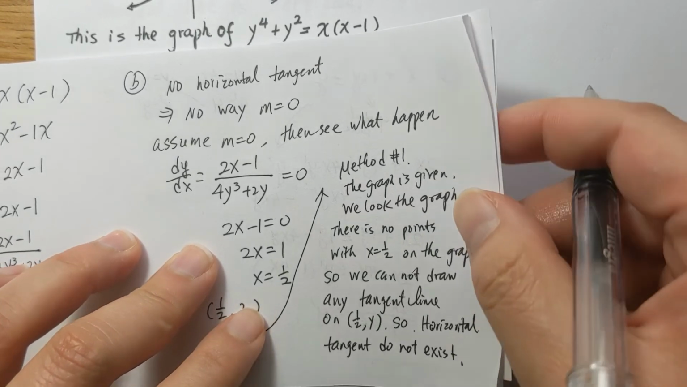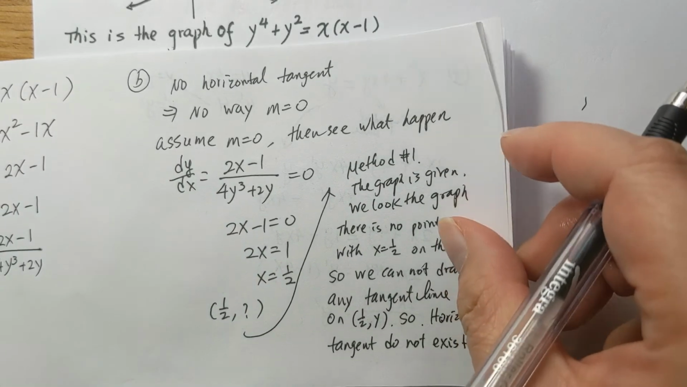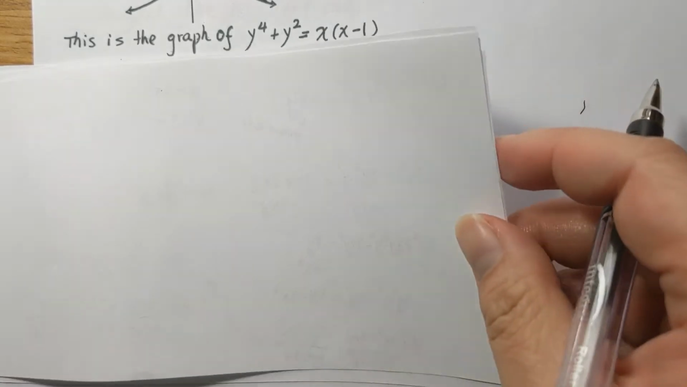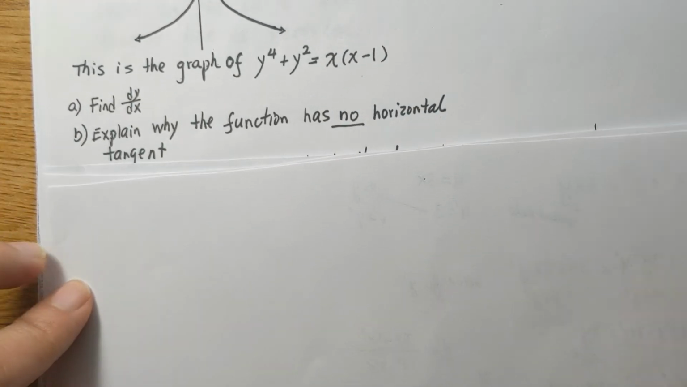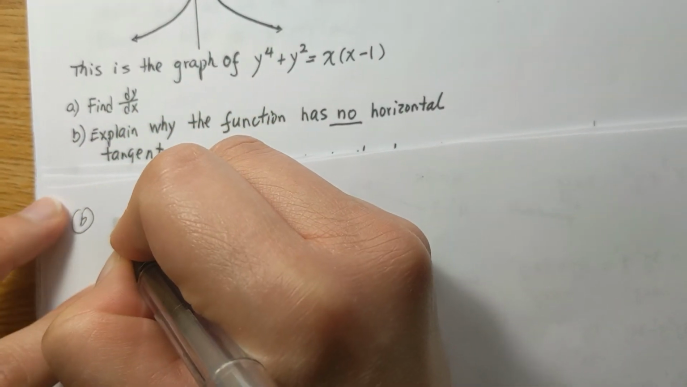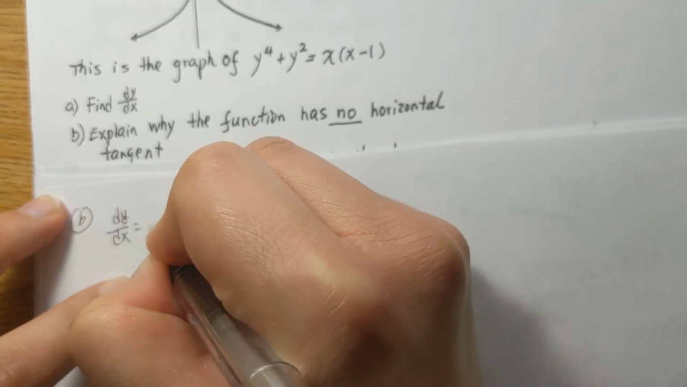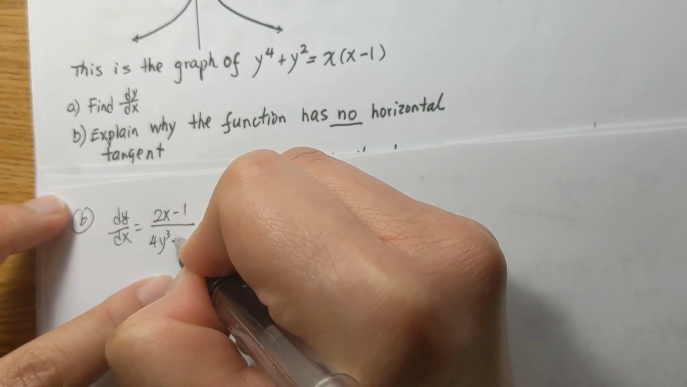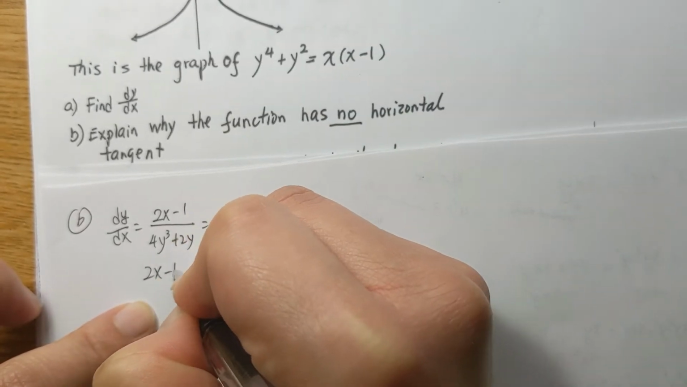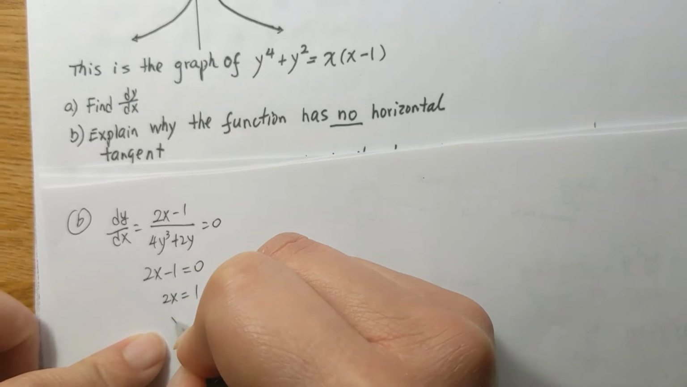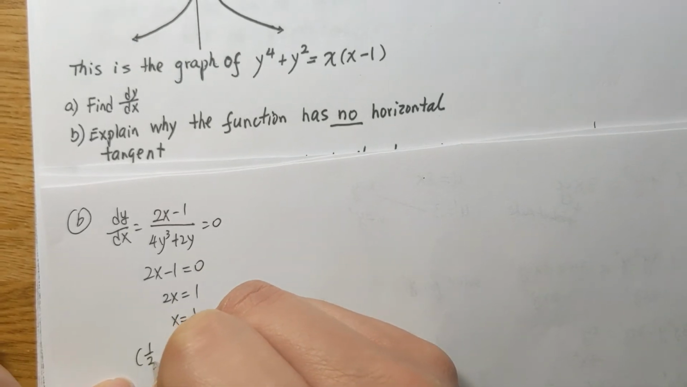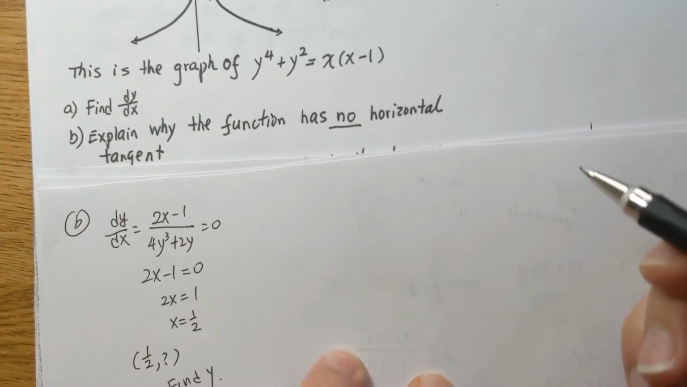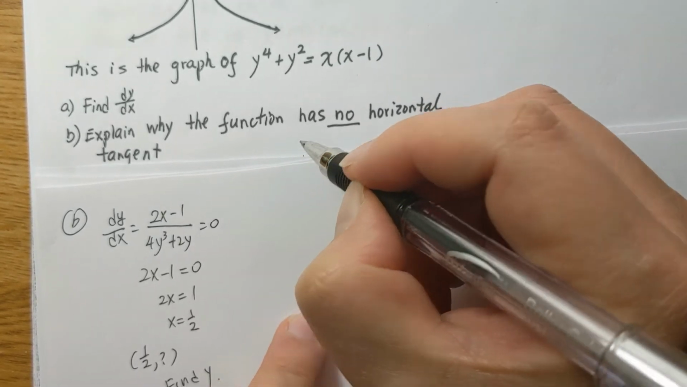Some people said, what happens if the graph is not given? How do you do it algebraically? Definitely we can do it algebraically if the graph is not given. So we go back to part B. We have dy/dx equals (2x minus 1) over (4y cubed plus 2y). We say 2x minus 1 equals 0, and 2x equals 1 and x equals half. We had (half, what?) You need to find y. If the graph is not given, then you have to use the original function and find y.